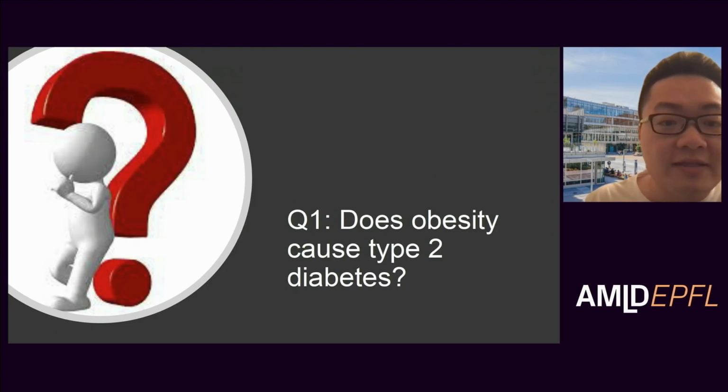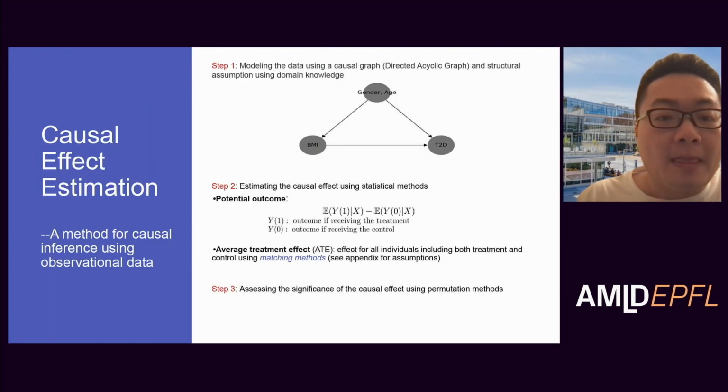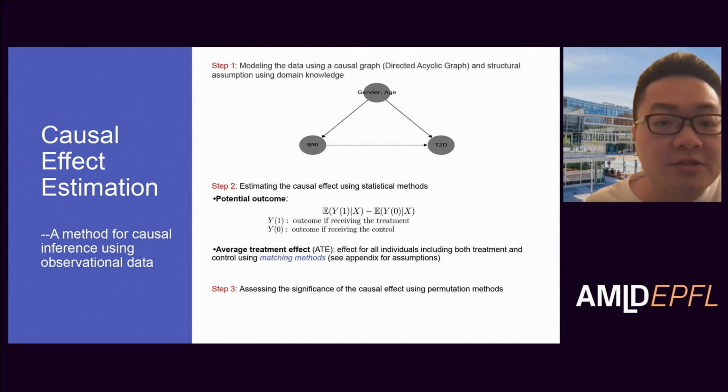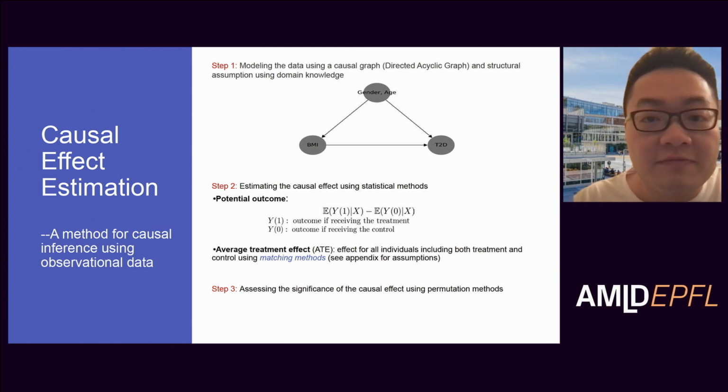And our motivating example is whether obesity will cause type 2 diabetes. We take an approach called the potential outcome framework proposed by Neyman and Rubin. So we can see the first step: we have some ideal causal graph, which is a directional graph in mind to represent what's the underlying causal effect.